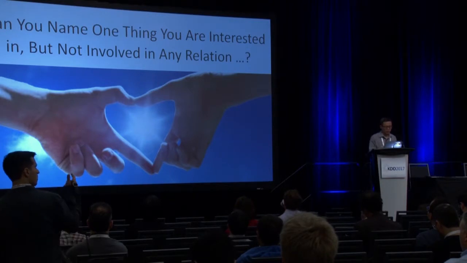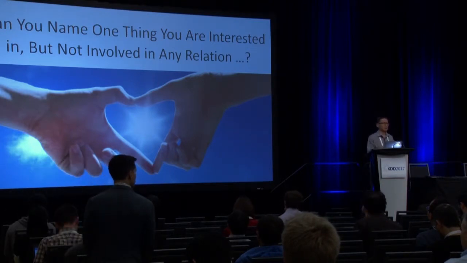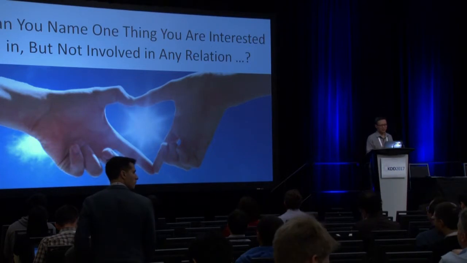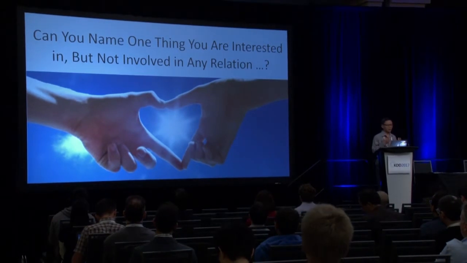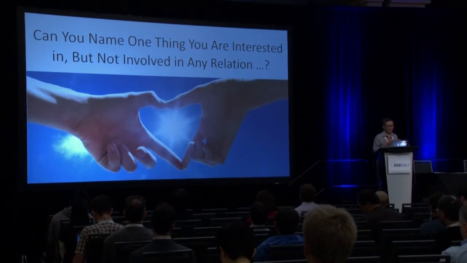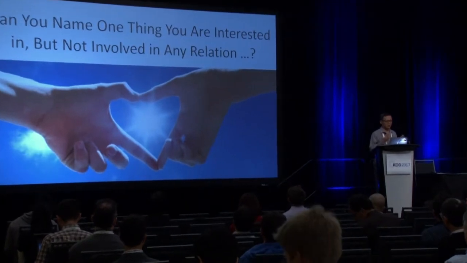To motivate why we need to do graphs, this is a very simple question. I can ask all the audience to think about that for just 1 or 2 seconds. Can you name one thing you are interested in, but that thing doesn't involve any relation? If you think about this question for just 1 or 2 seconds, you will realize it is very hard to give such an example, right? To some extent, you are interested in one thing, but you are more interested in the relations this entity is involved in.